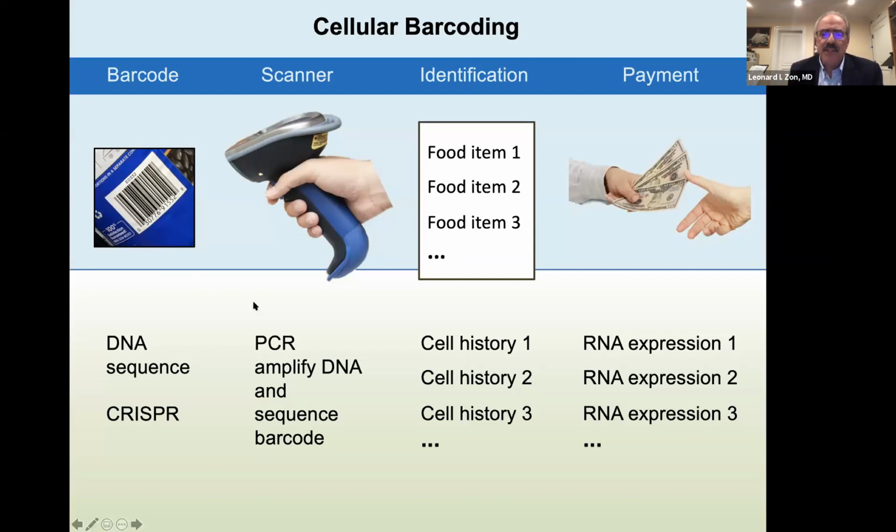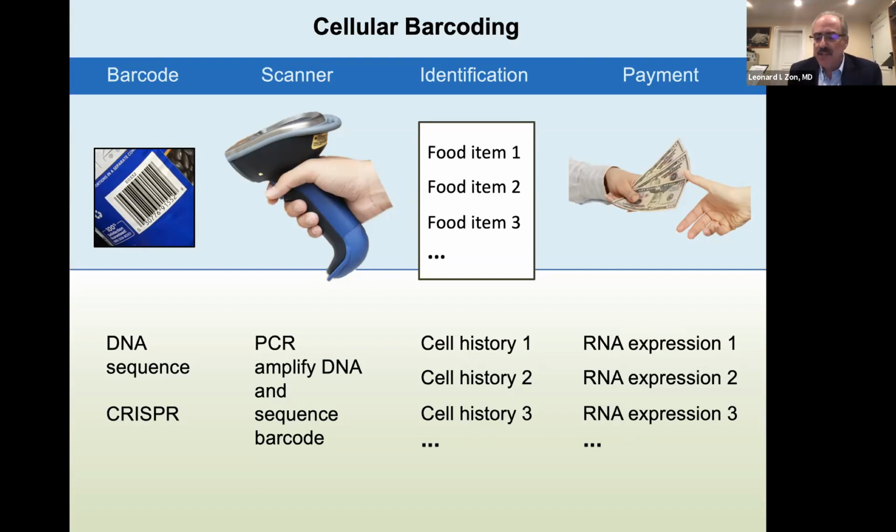Now, in cellular barcoding, every cell is actually barcoded with a DNA sequence. And typically we use CRISPR for this approach or some type of recombination technology. The scanning mechanism is to amplify a particular DNA and to sequence the barcode. This will ultimately tell you the history of the cell. It will tell you where it came from, what the cell is. And then ultimately, we look at RNA expression as what the cell is executing, what's its function. Is it a red blood cell, a white blood cell, a platelet, etc.